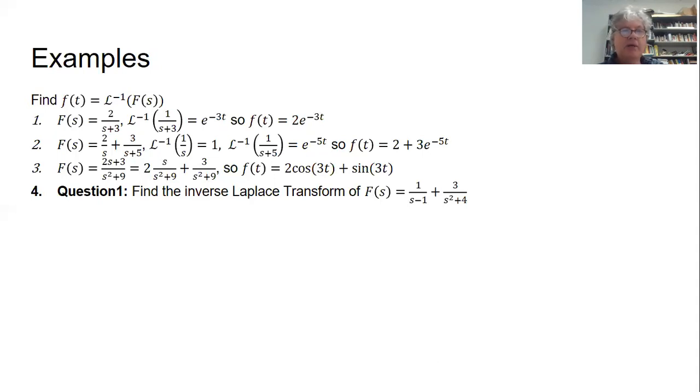Here's a little bit more complicated one. We've got s squared plus 9 on the bottom. So we cut it up into s and 3 because we know the inverse transform of those is going to be cosine and sine, and that's what we get. Okay, so the first module question is: find the inverse Laplace transform of that big F right there.